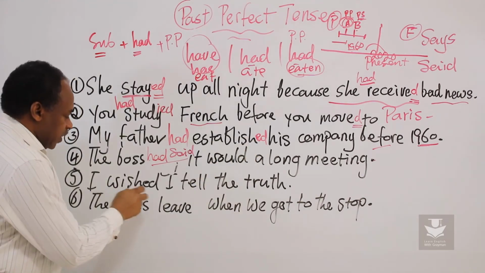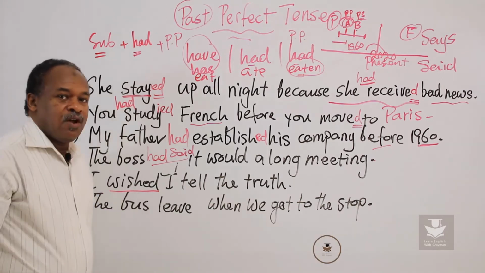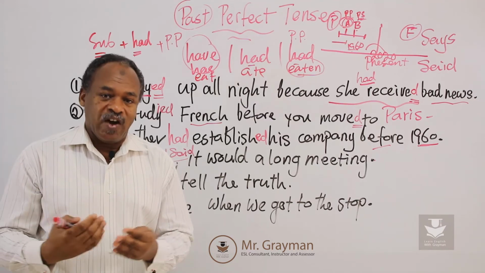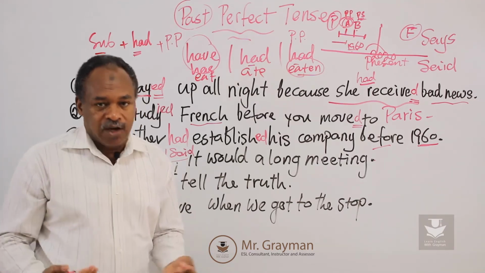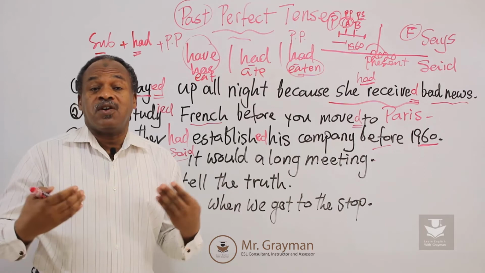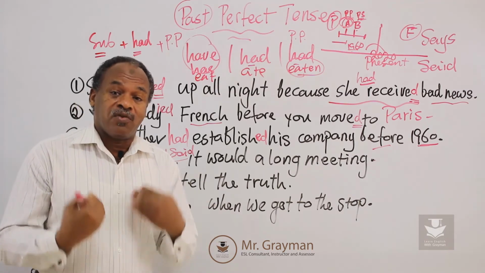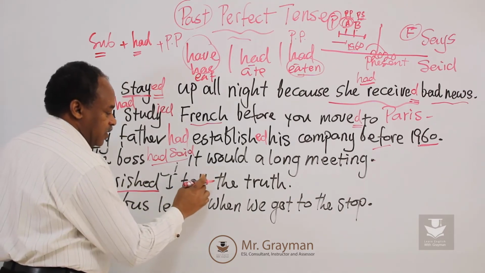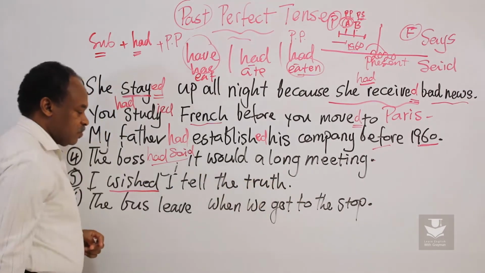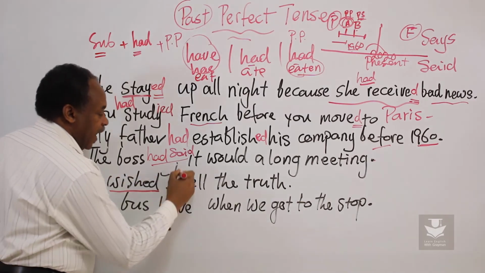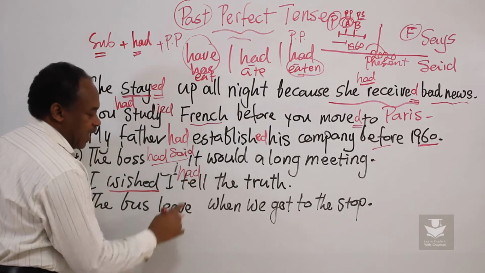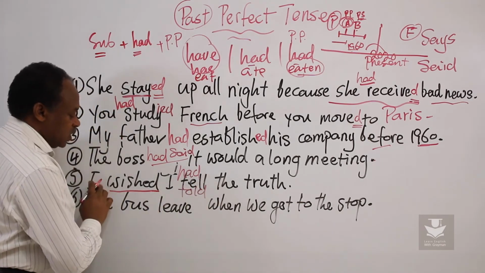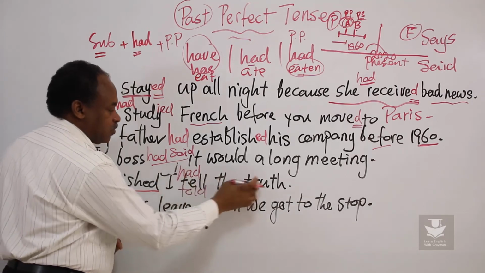Okay. I wish, okay, when we use wish, that means something happened in the past and there's dissatisfaction. Or if there is regret, you did something in the past and you regret. Let's look at this sentence. I wish I tell the truth. I wish I had, and tell is going to be told, T-O-L-D. I wish I had told the truth.